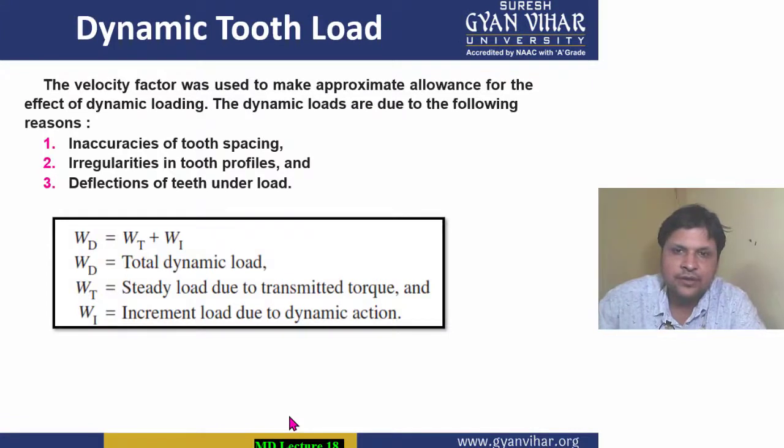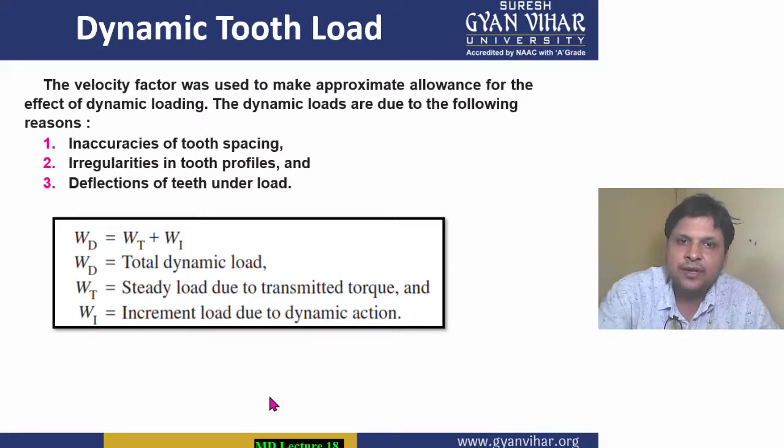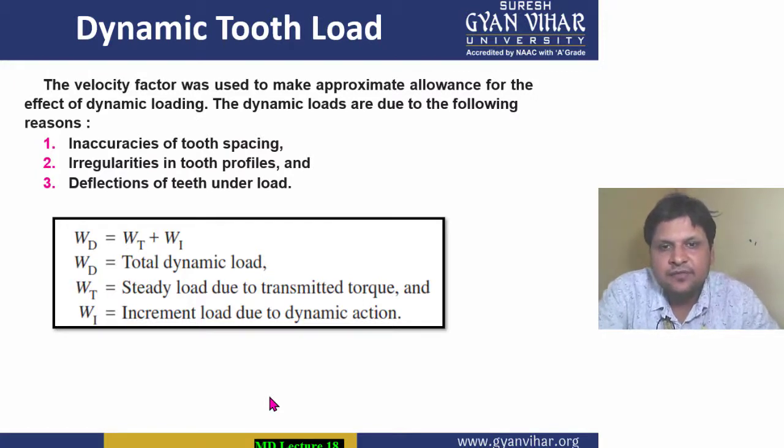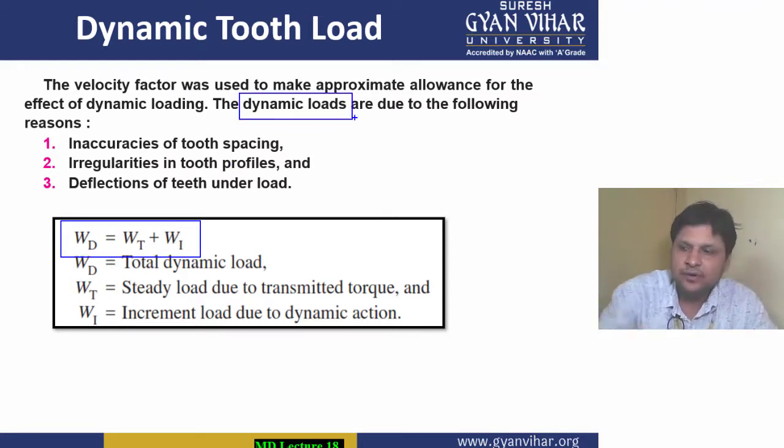Now moving further, we are coming to how to calculate the dynamic tooth load. The velocity factor was used to make approximate allowances for the effect of dynamic loading. The dynamic loads are due to the following reasons: inaccuracies of tooth spacing, irregularities in tooth profiles, and deflections of teeth under load. Basically, dynamic tooth load is to be calculated because there are dynamic loads acting on the gear. And what are the reasons for this dynamic load?